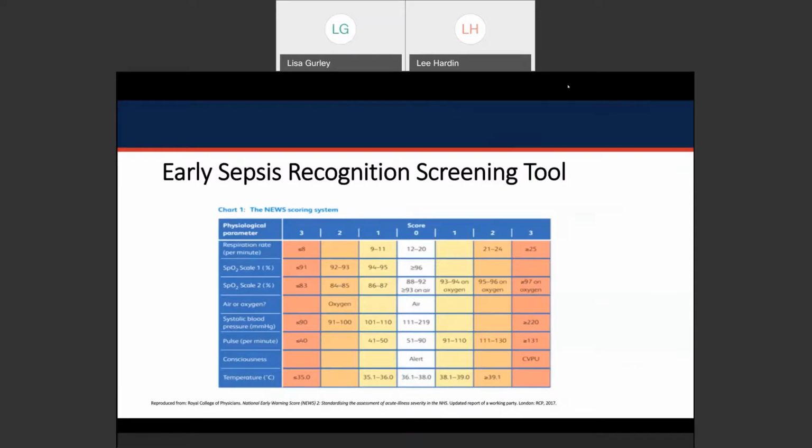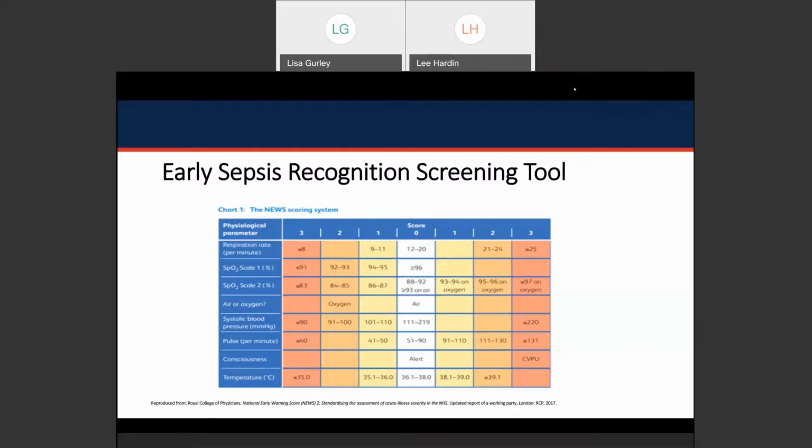Then level of consciousness needs to be assessed, and base level of consciousness assessment on the patient's usual level of alertness. New confusion needs to be seen as a change in level of consciousness.